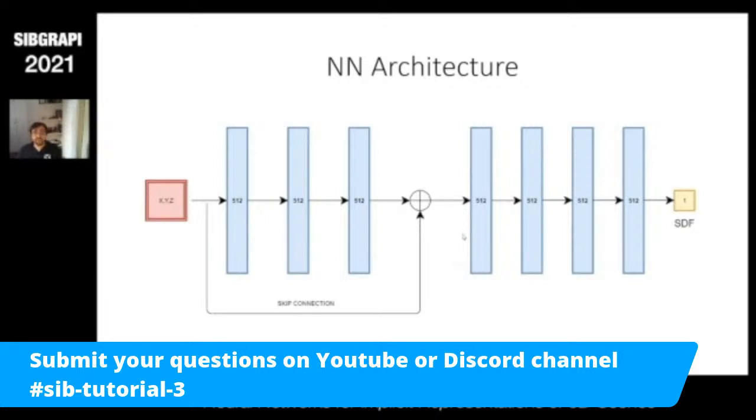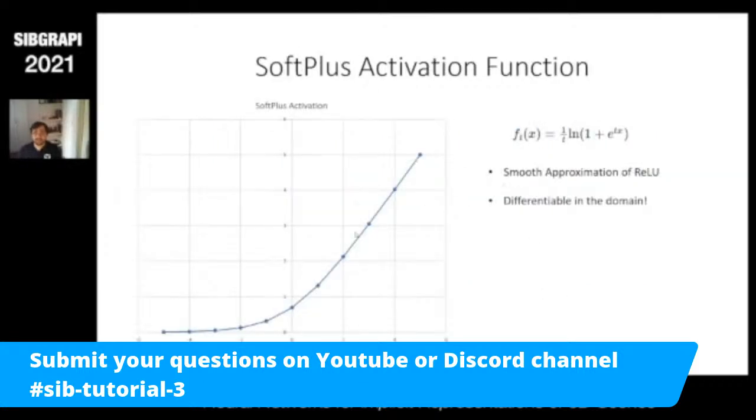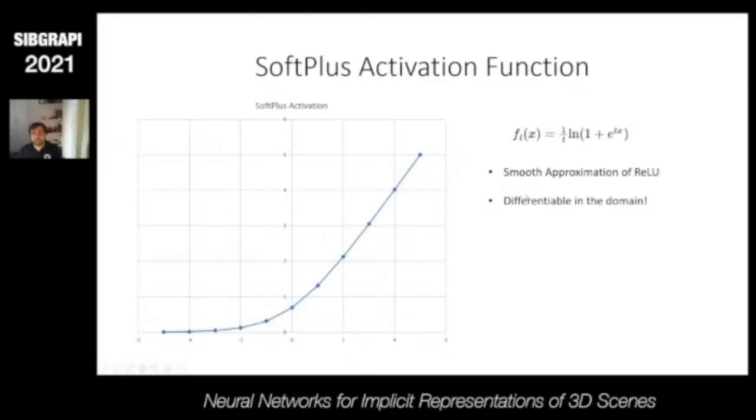Okay, but now just like in the neural networks to reconstruct 3D shapes, we need our loss function to be differentiable. So the authors here consider a smooth approximation of ReLU, which is differentiable everywhere in the domain. This is called the softplus activation.